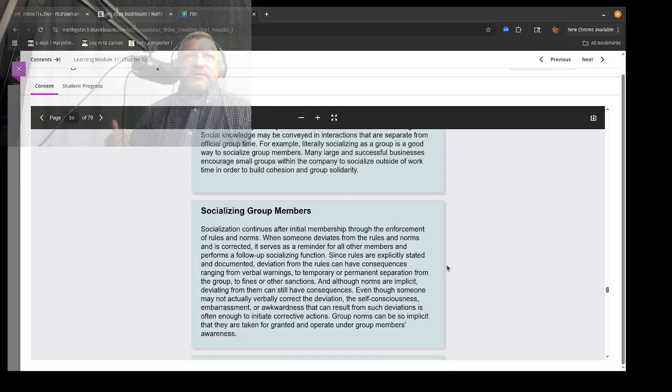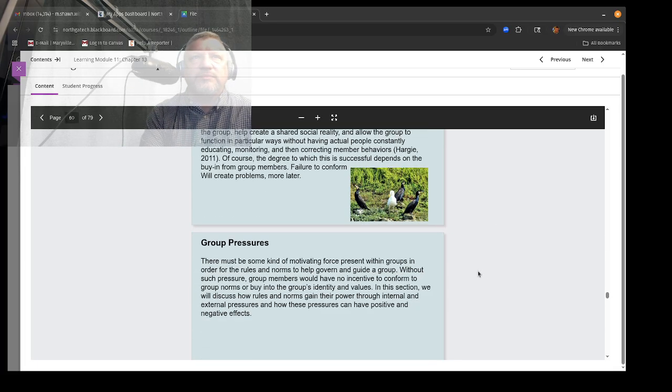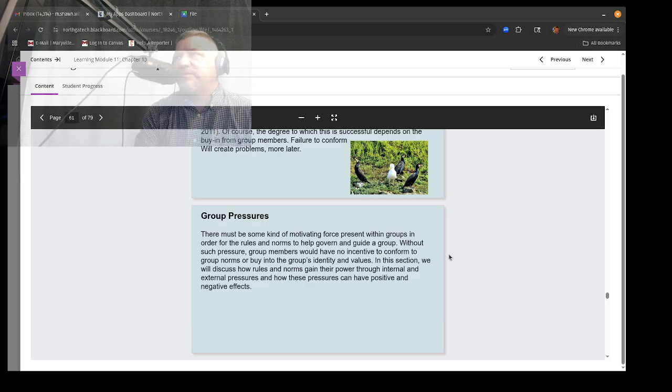Socialization includes or continues after initial membership through enforcement of rules and norms. When someone deviates from the rules and norms and is corrected, this serves as a reminder to the other members about the group's function and how serious this is, right? And even in those moments, you can still make it fun, create a path forward for the people who broke the rules, and make sure that you're still having good social commitment. You don't want to have a group so rigid that if the rules are broken once or twice, you're booting people out.